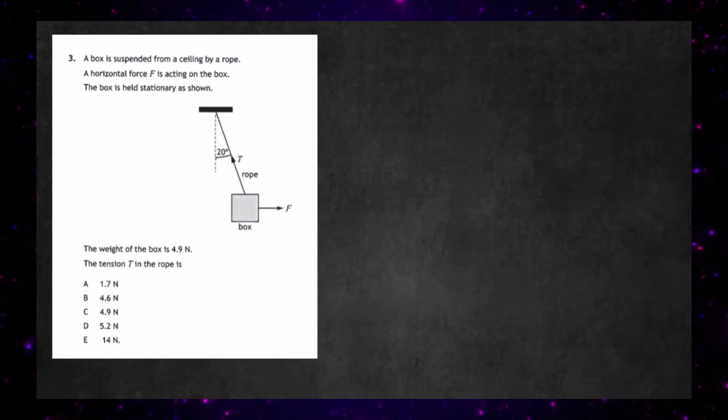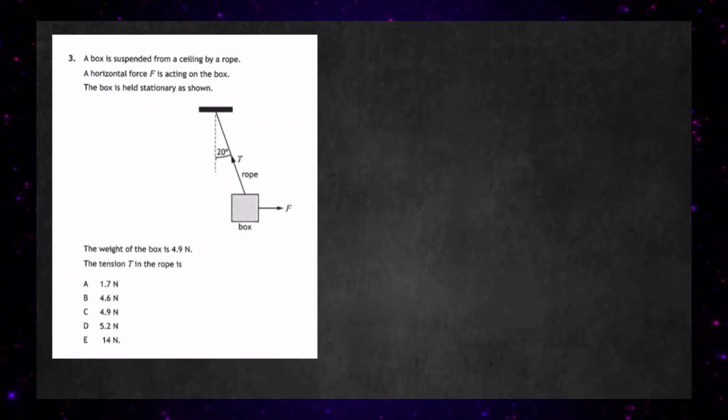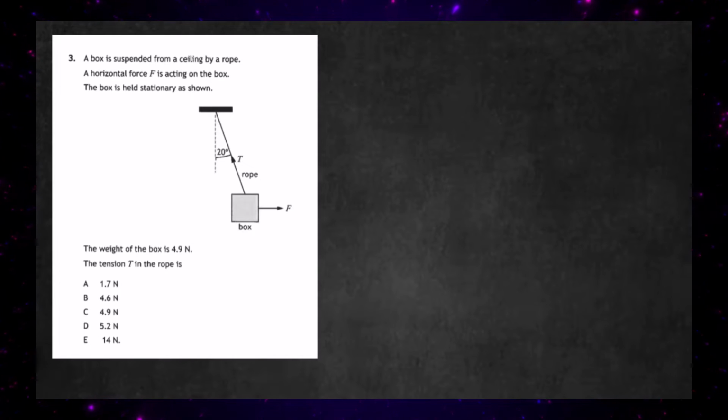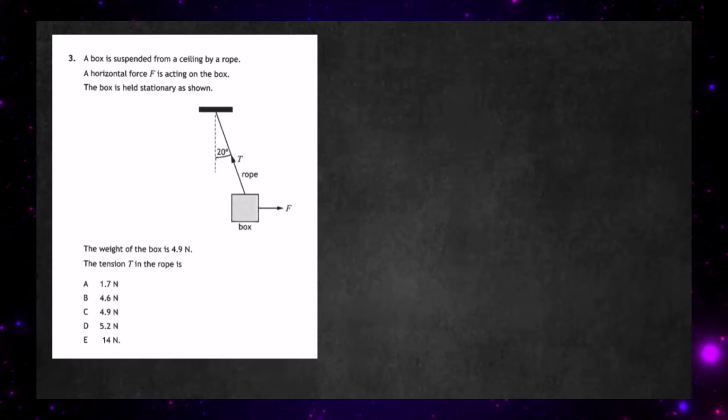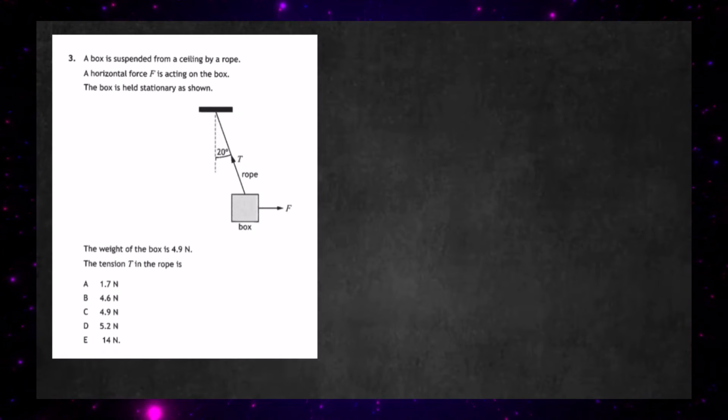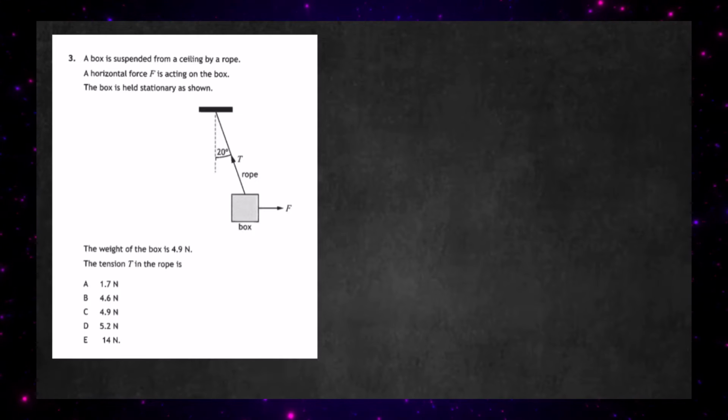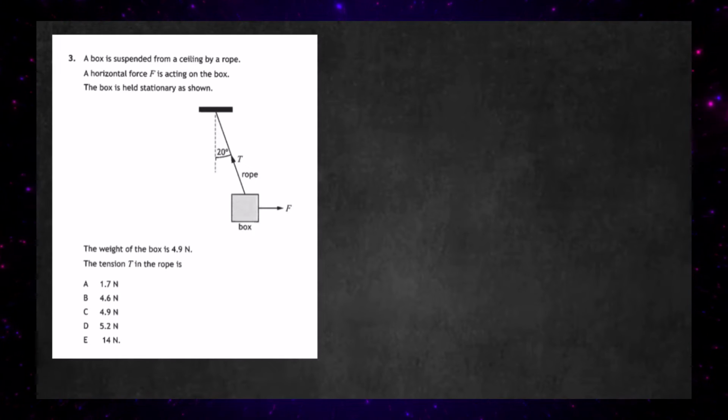Question 3 from the 2024 multiple choice Higher Physics. A box is suspended from a ceiling by a rope. A horizontal force F is acting on the box, and the box is held stationary as shown. The weight of the box is 4.9 newtons, and we have to find the tension T in the rope.